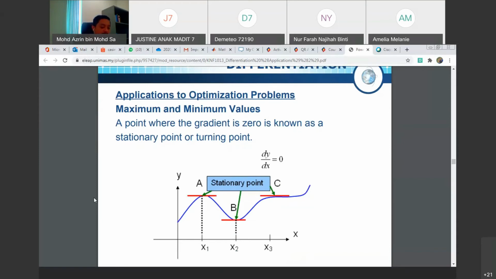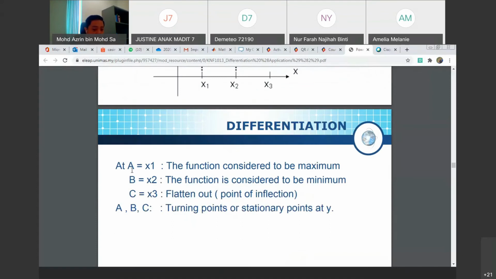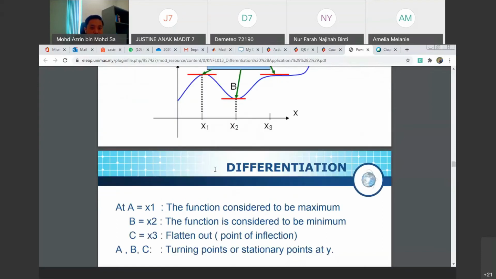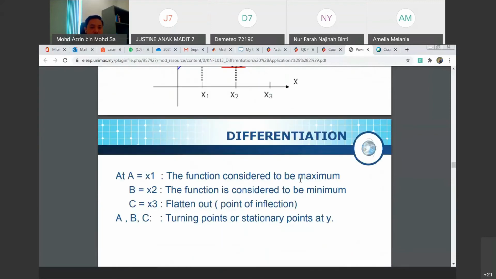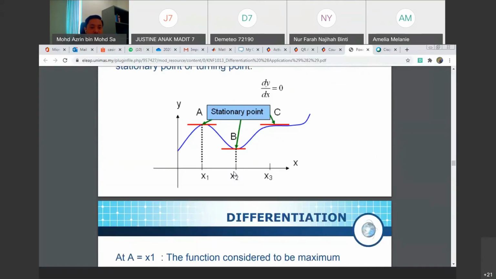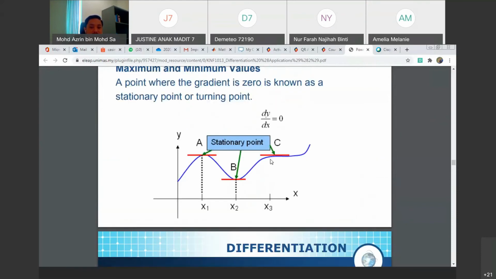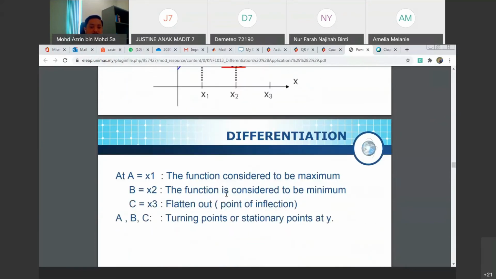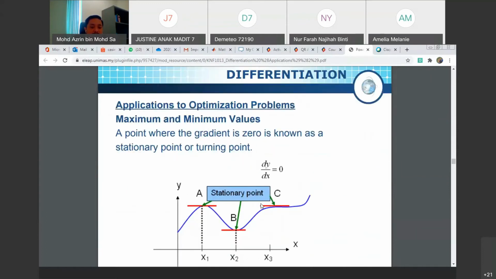So when dy dx or the gradient is 0, it means it is in stationary point. So let's say at a equal to x1, the function is considered to be a maximum. And b, which is x2, the function is considered to be minimum. And c, which is x3, is a flatten out point of inflection. So a, b, c is actually the stationary point.